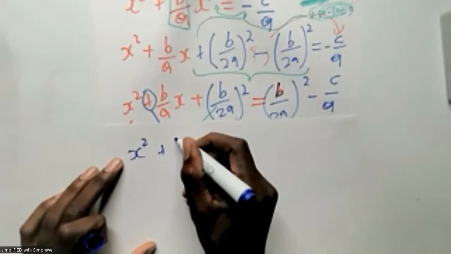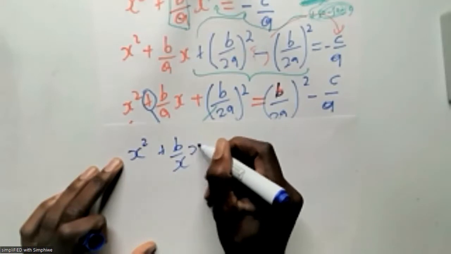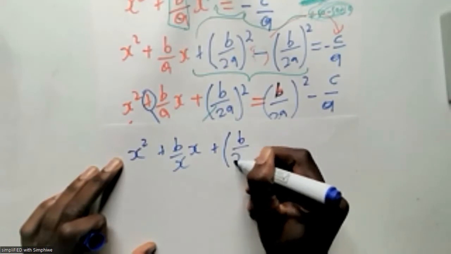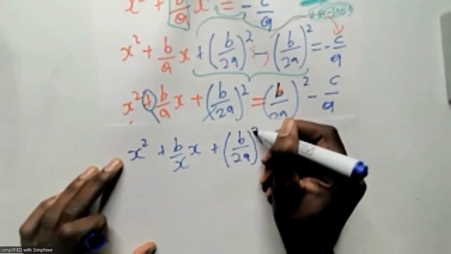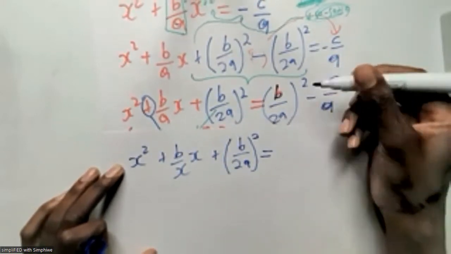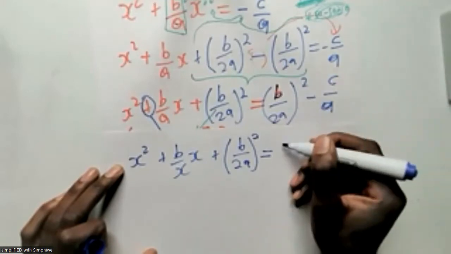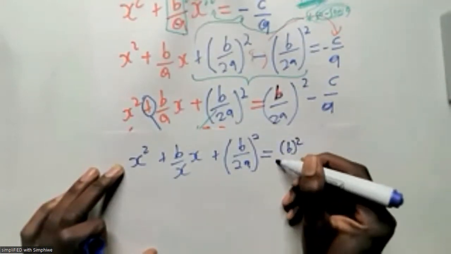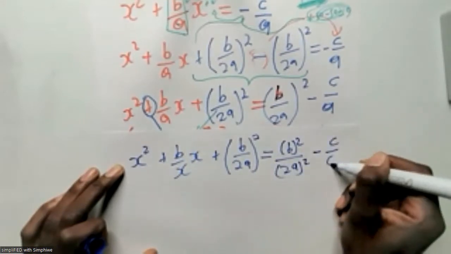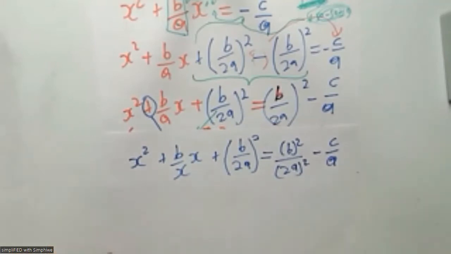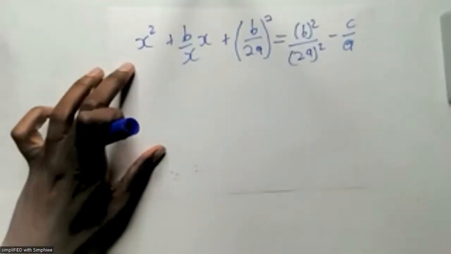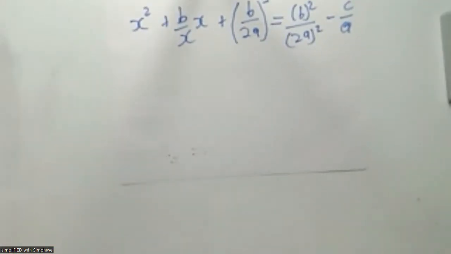X squared plus bx plus b over 2a squared is equals to, now if I remove this into the bracket, it's gonna be something like this, exponents. So we have something like that there, and then we proceed from here. Let me just remove this. We can take it from here, starting a new chapter, since it's a different video.